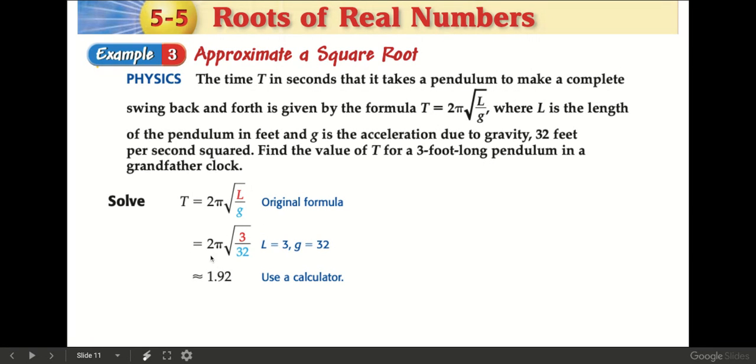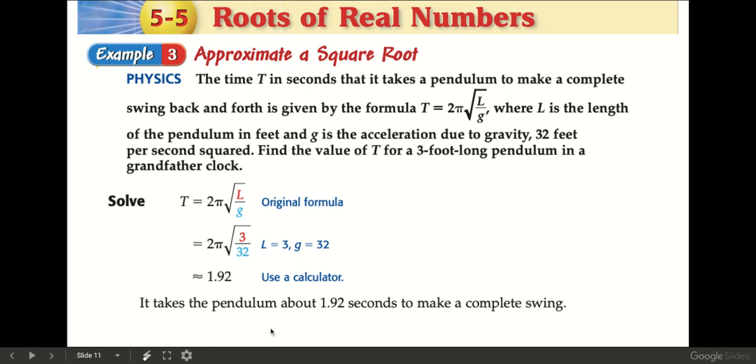You can put this in a calculator, and it'll give you something like 1.92, a decimal that keeps going. It's an irrational number, a non-terminating, non-repeating decimal, but again, we're approximating and rounding, so we're going to round it to 1.92. So it takes a pendulum approximately 1.92 seconds to complete a swing.